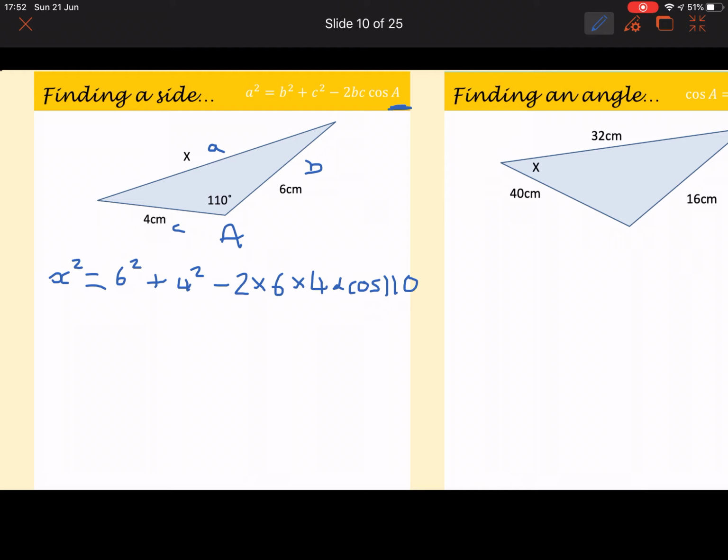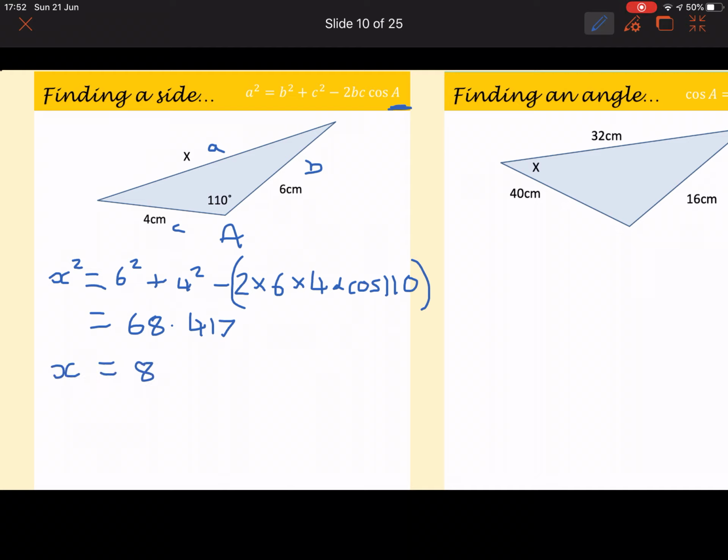If you don't trust your calculator's BODMAS, it does depend on user error sometimes. You could put this all in brackets so you know that it's definitely doing that bit first before it takes it away. But depending on your calculator model, you should not need to do that. You should just be able to type it in and get an answer of 68.417. Now remember, that is x squared. So to find x, you have to square root it. Don't forget that last little step.